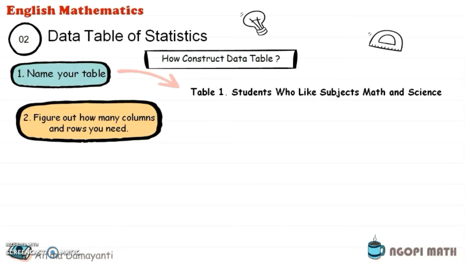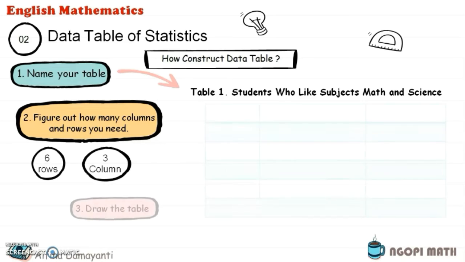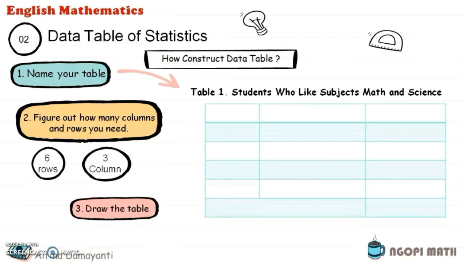Second, figure out how many columns and rows you need. In our data, we need 6 rows and 3 columns. And then draw the table. Make the necessary number of columns and rows. Don't forget to leave the top row blank. This is where you will label your columns.